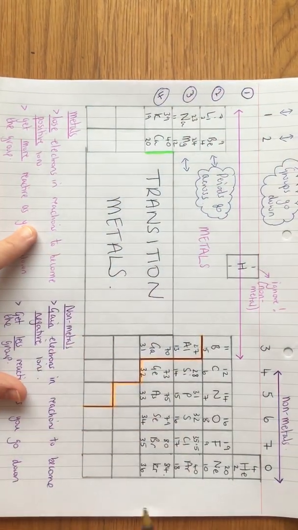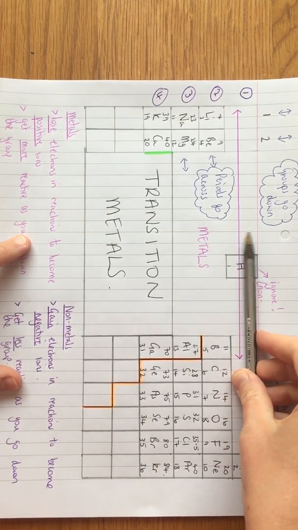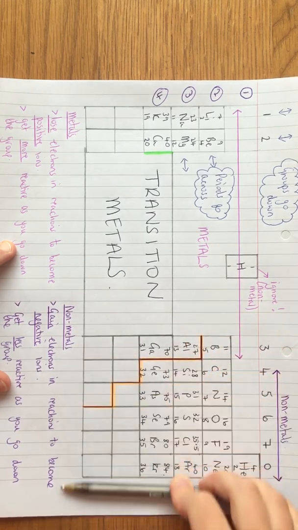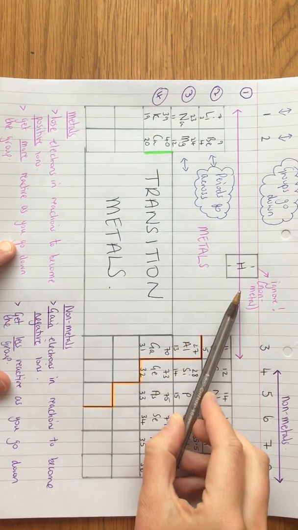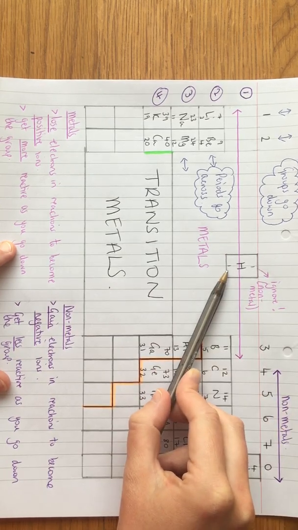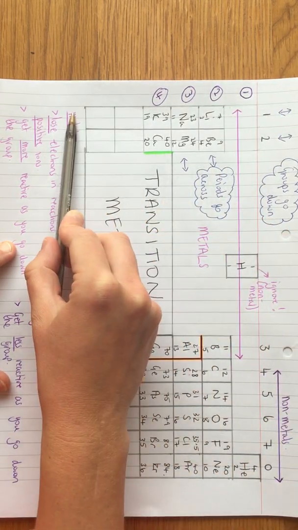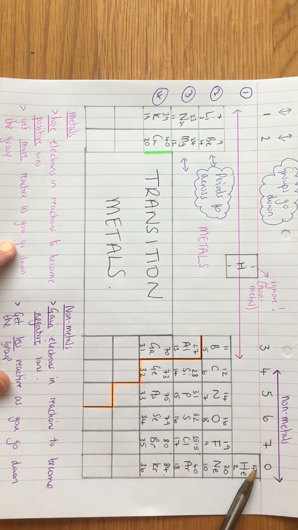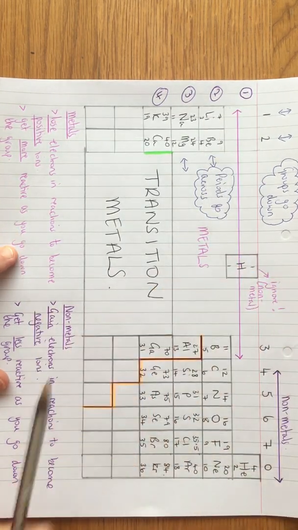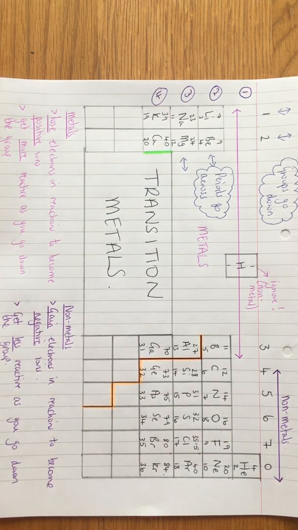Okay, so periods, groups, metals, non-metals. Hydrogen is a non-metal. It sits here because it has one electron, which makes it fit into group 1, but it's a non-metal, which makes it fit in over here, which is why it's bang in the middle. Some periodic tables it's added onto here, which is wrong because it's not a metal.